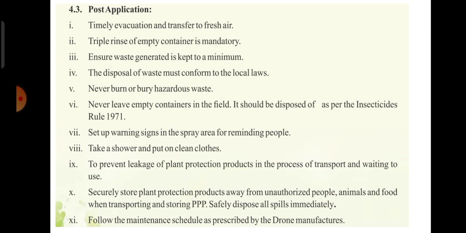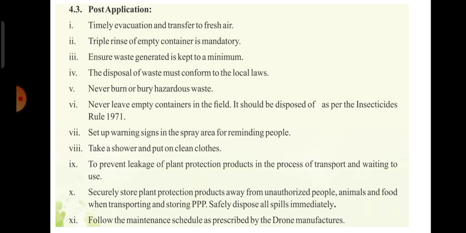Now, the requirements at the post-application stage. Timely evacuation and transfer to fresh air. If some accidents happen, then we should take care in time. Triple rinse of empty containers is mandatory. After using the pesticides or fungicides, we should take entire care of the empty containers, because if traces of the contents are consumed by animals like grazing cattle, it will again come into our food system or food chain, and the cattle will also get affected.